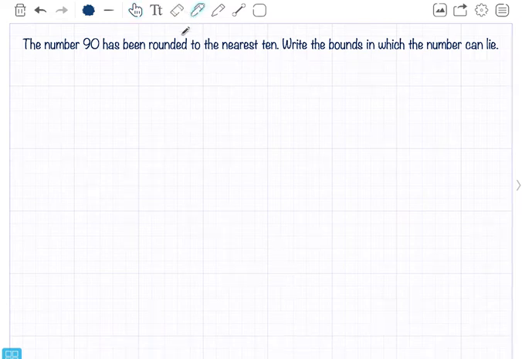Okay, this video will be about when numbers are rounded up and how we write the bounds in which the numbers can lie. So if we have a quick look at this, the number 90 has been rounded to the nearest 10. Write the bounds in which the number can lie. Now what we want is the biggest and the smallest in which this number can lie.